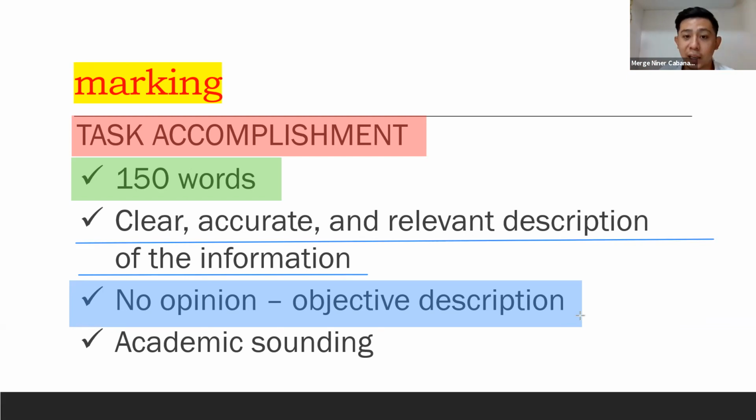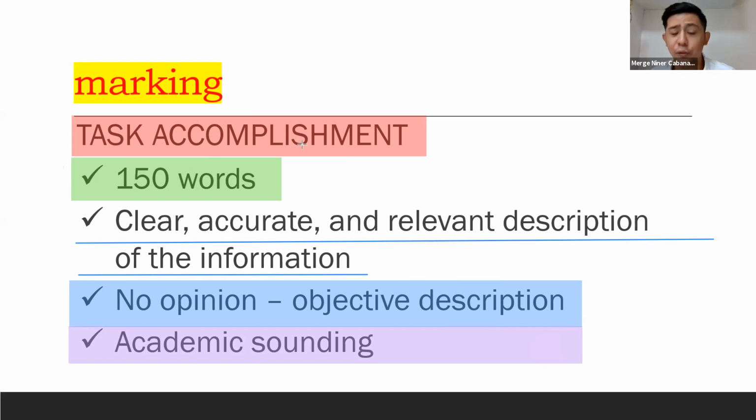Again, majority of your score, many of the errors are committed as early as the beginning. So we want to put an end to the problems encountered by test takers. So you have to accomplish your task. And for you to do so, you have to write 150 words that describe the information accurately, clearly, and relevant to the task description. No opinions, and it should be academic sounding.